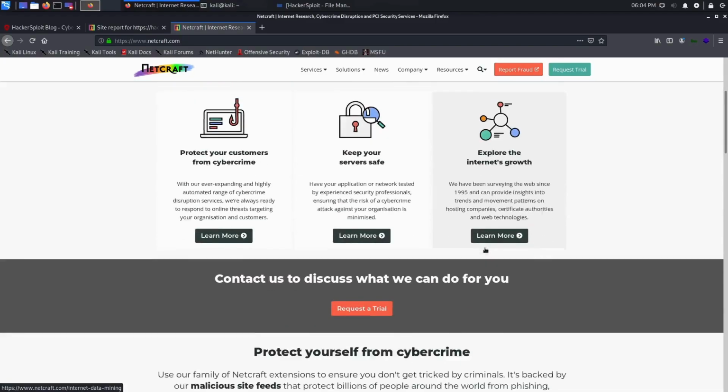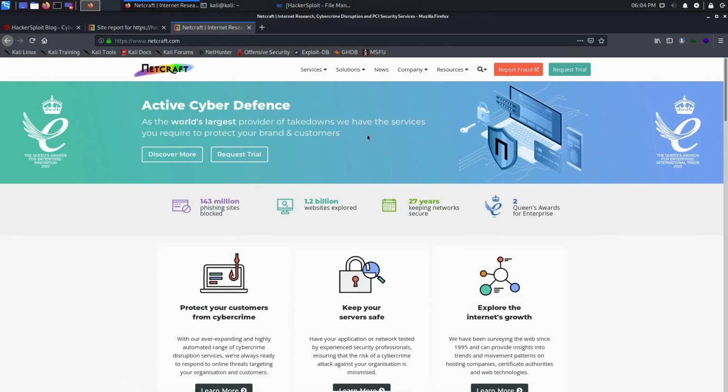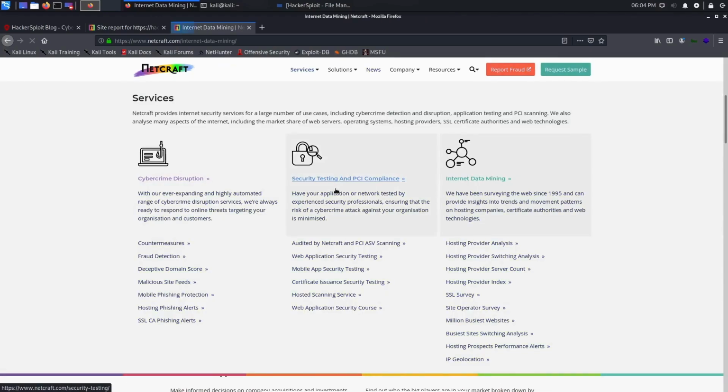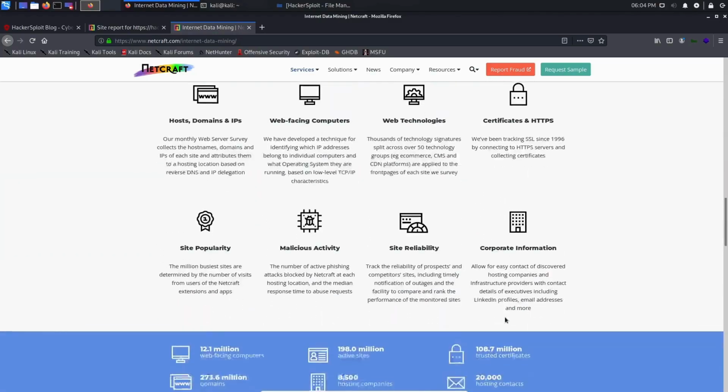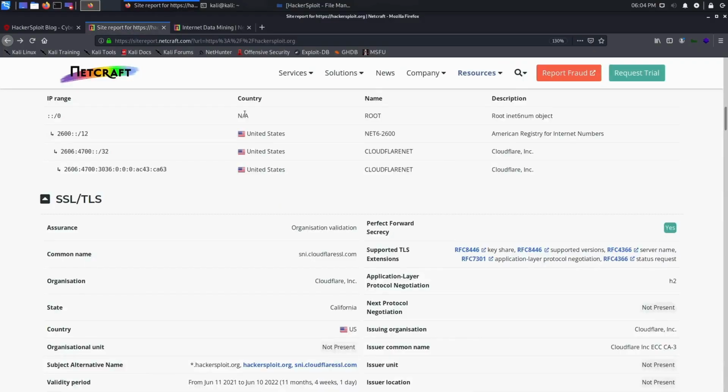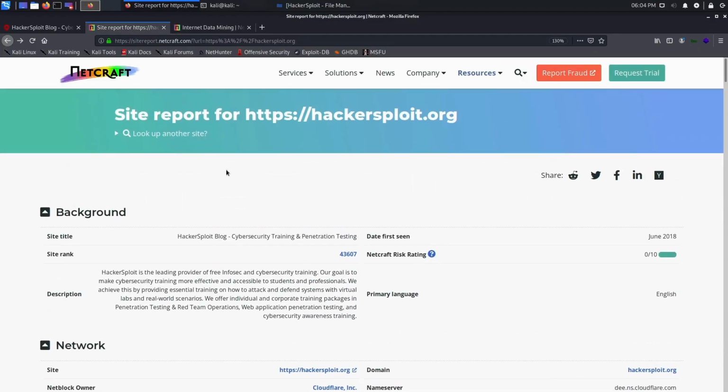To essentially perform a check on a website, just click on Services and Internet Data Mining. At the bottom, you should be able to see an input box that allows you to check what a site is running. It's going to use results from Netcraft's Internet Data Mining database to find out the technologies and the infrastructure of any site. So you can type in the address here. In my case, I've already run a check on hackersploit.org. So I'm just going to close that up here. So let's go through the results.